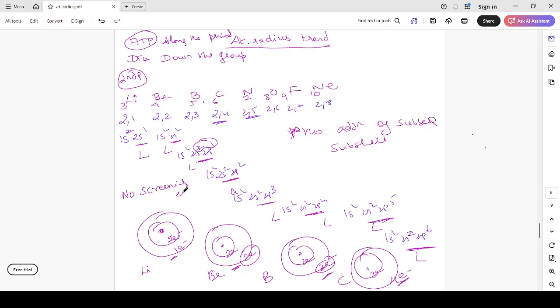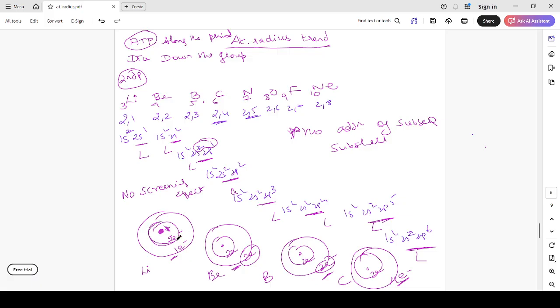There is no screening effect. Okay, what do you mean by screening effect? See, I'm having a door, I'm having a window in my home. I want to screen the sunlight. I don't want the sunlight to penetrate at me. So I put a curtain so that it screens it. Similarly, this nucleus is having the highest positive charge here.